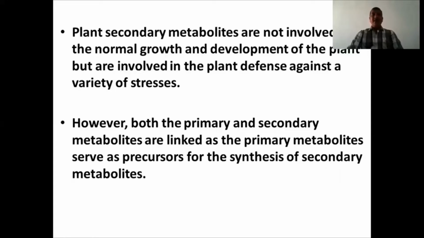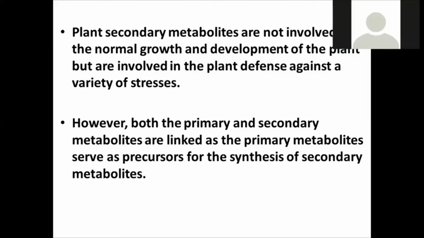So plant secondary metabolites are not required for normal growth, but the primary metabolites play an important role in growth and development. And primary metabolites are precursors, meaning starting molecules. Secondary metabolites are made from the primary metabolites. Whatever primary metabolites there are, they are usually present as housekeeping. They may be present whenever the herbivore comes and attacks.